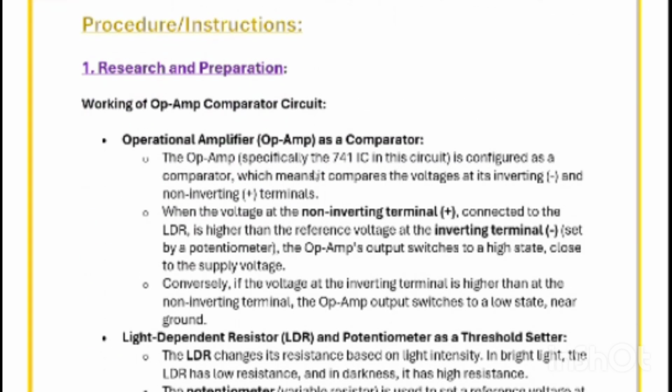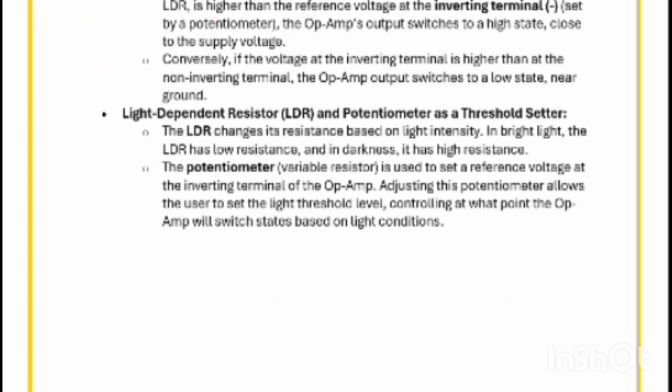When we think of the procedure, the first thing is the working of the op-amp comparator circuit. The op-amp has two terminals, the non-inverting terminal and the inverting terminal. The op-amp operates as a comparator, comparing voltages at its non-inverting and inverting terminals to switch its output. Then the second is the LDR, that is the light dependent resistor, and the potentiometer.